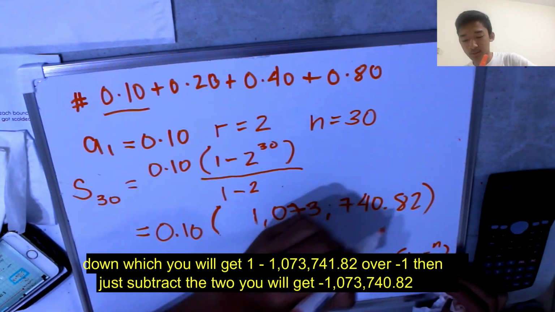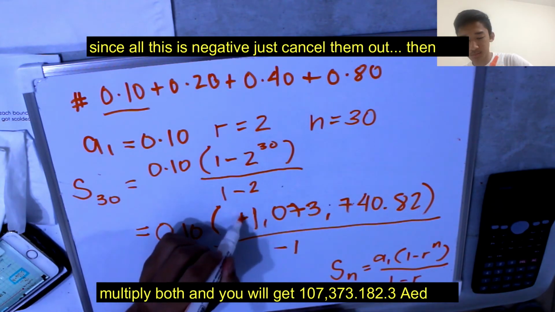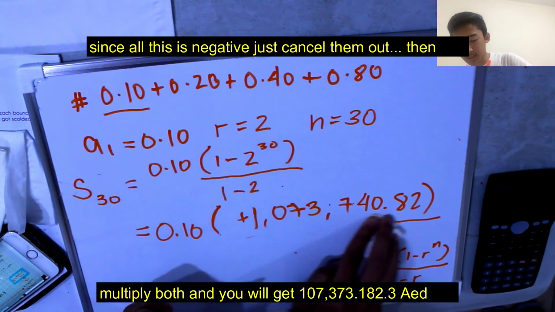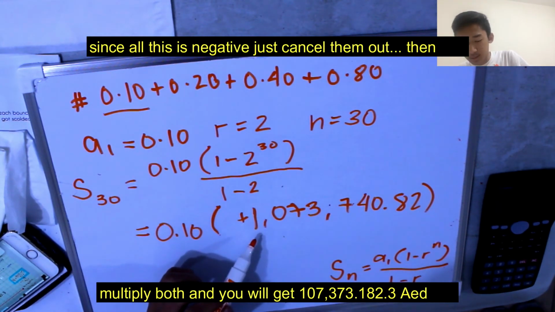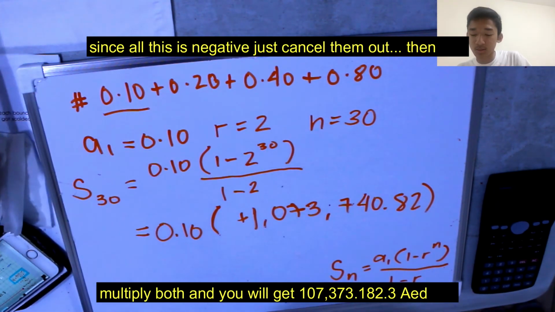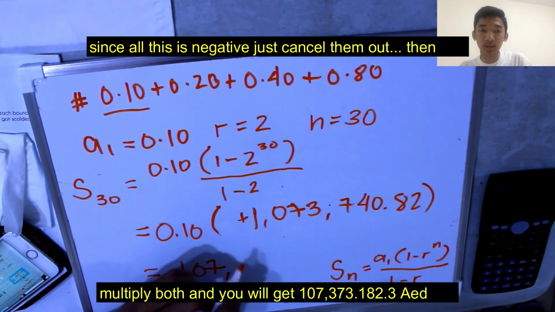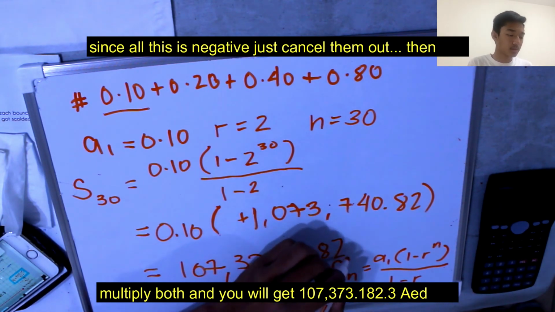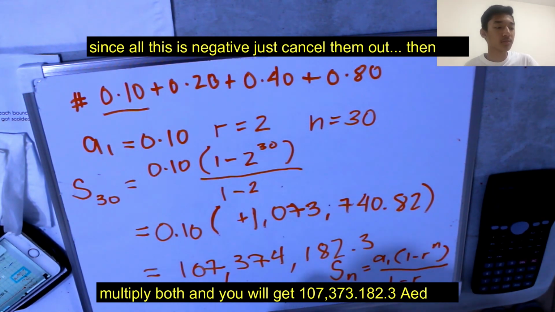So that's just going to be 740 at the very back. Since all of this is negative, we're just going to remove the negative because they're the same signs. So now we will distribute 1,073,740.82. So if we get all of that, we will get 107,374,182.3. That is Eric's salary for 30 days.